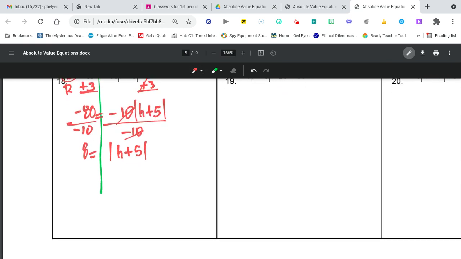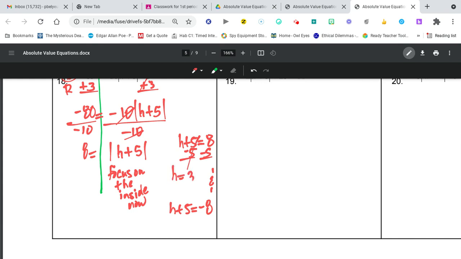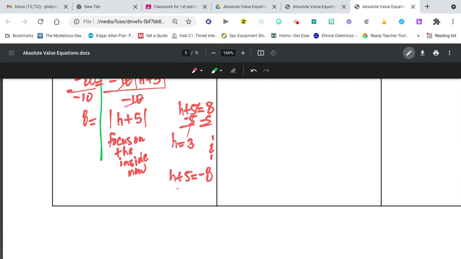Now I only have what's on the inside. Now I can focus on the inside. So I'm going to take h plus 5 and set it equal to positive 8, and h plus 5 and set it equal to negative 8. So I'm going to subtract 5 from both sides. And here h is equal to 3. I'm going to subtract 5 from both sides. And here h is equal to negative 13.